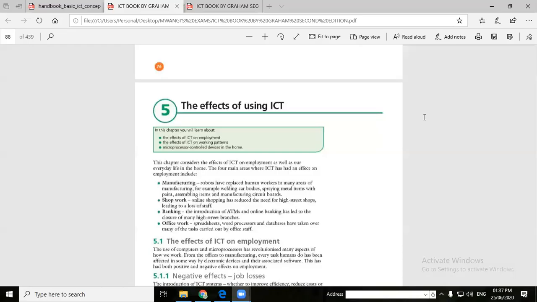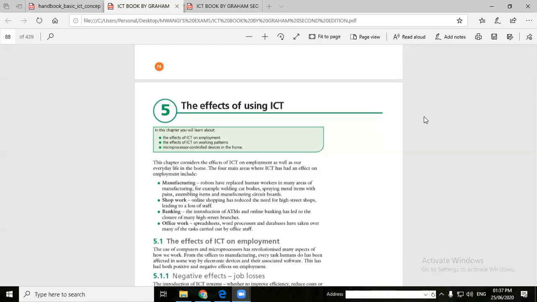So, today's lesson, welcome all, is on the effect of using ICT. What are the various effects of using ICT? Remember, ICT is applicable to all areas. The effect of ICT can be on the environment, and it can also affect the way we work, the working pattern, and also microprocessor-controlled devices in the home.